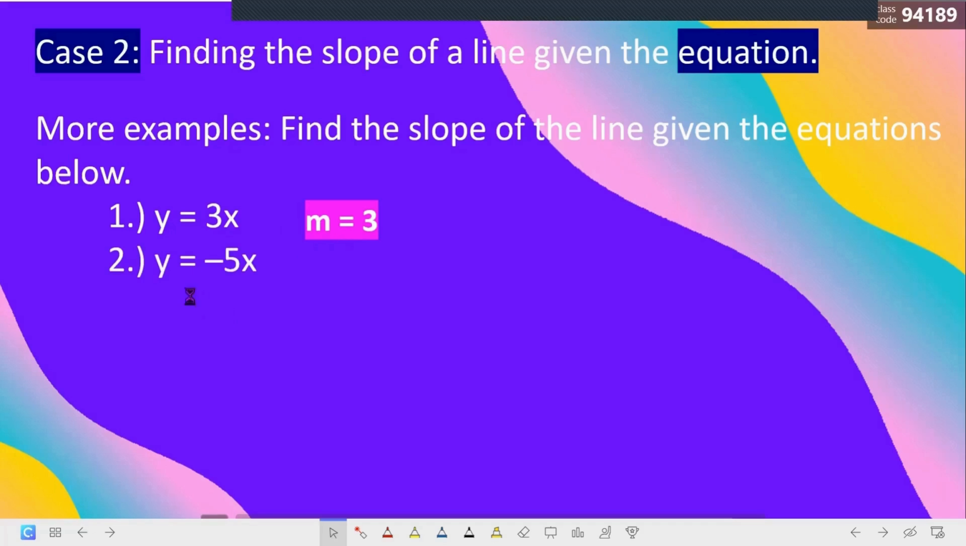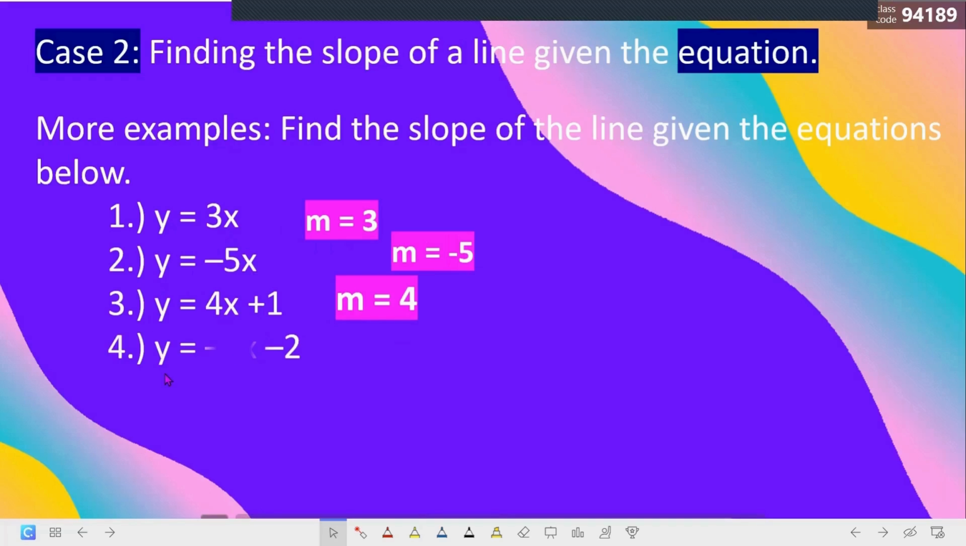Next, y equals negative 5x. So in this case, our m, which is the coefficient of x, is our slope. And it is negative 5. How about number 3? I think you will be able to give me the answer in this question. If your slope is 4, then your answer is correct. Number 4. Your guess is right. M is negative 4. And how about number 5? What will be our slope?